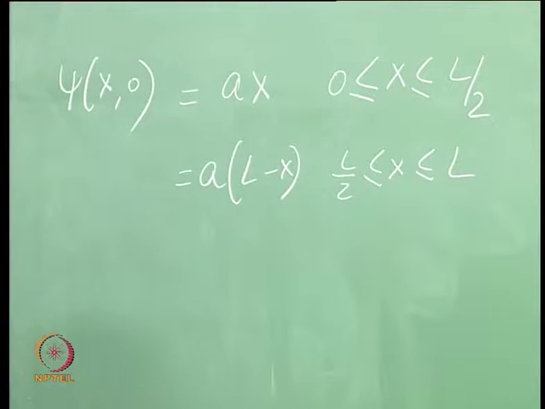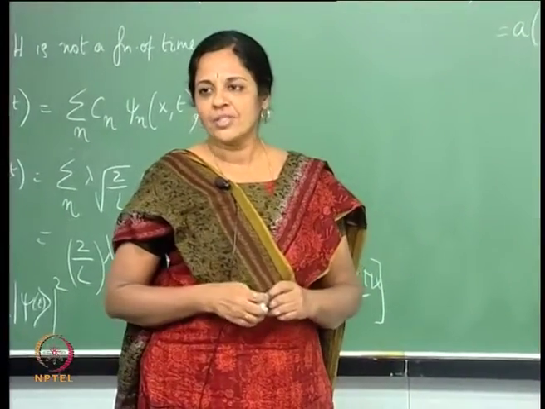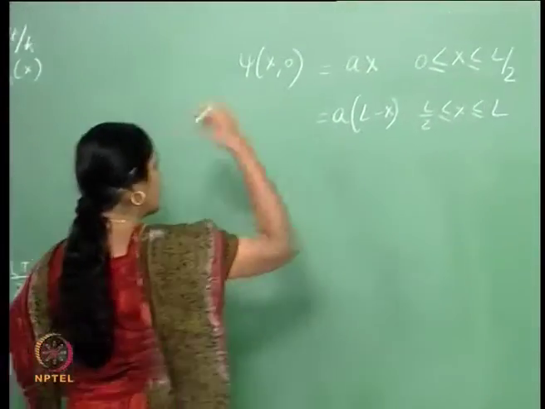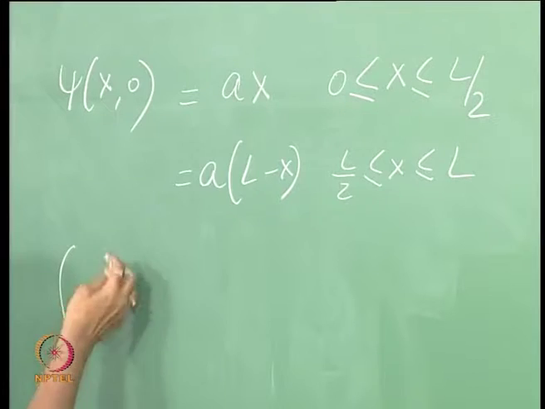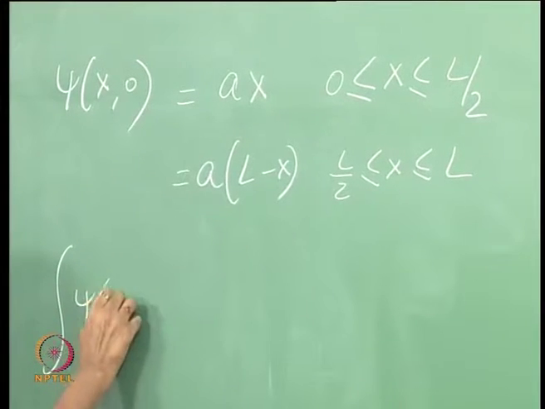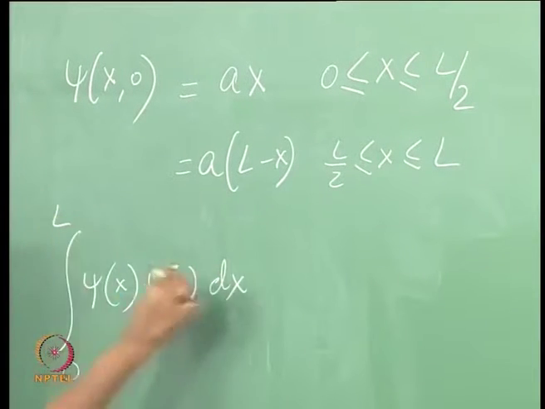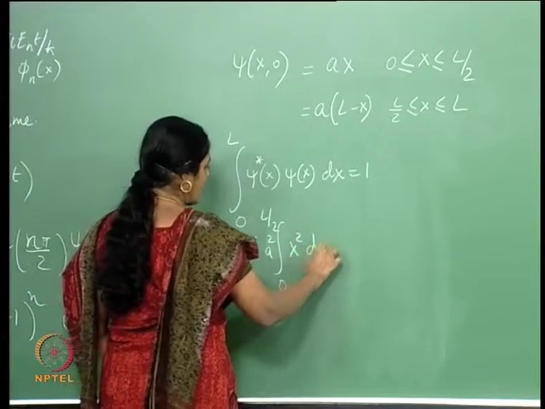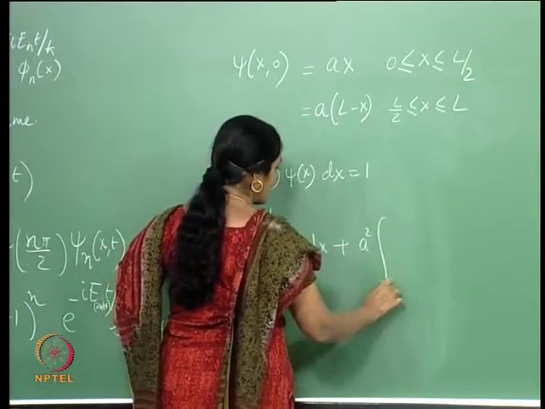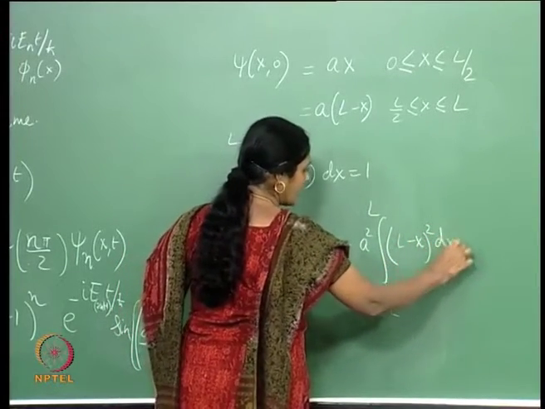The whole idea was to take a function which is normalizable, in other words which belongs to the class of square integrable functions. Which means we have to fix A. So, integral psi star of x psi of x, here it is real, dx from 0 to L should be 1, and that means integral 0 to L by 2 of A squared x squared dx plus A squared integral L by 2 to L of L minus x the whole square dx is 1.